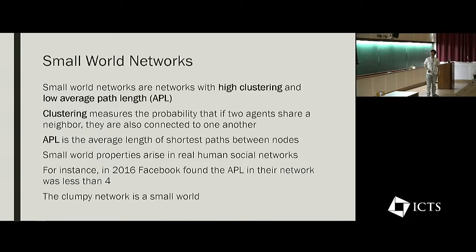Okay. And so the clumpy network is the perfect example of a small world network, because the average path length between agents there is less than 4, but of course it has a high clustering coefficient.